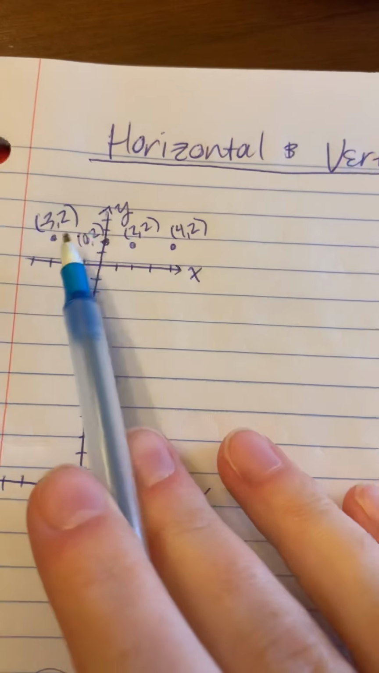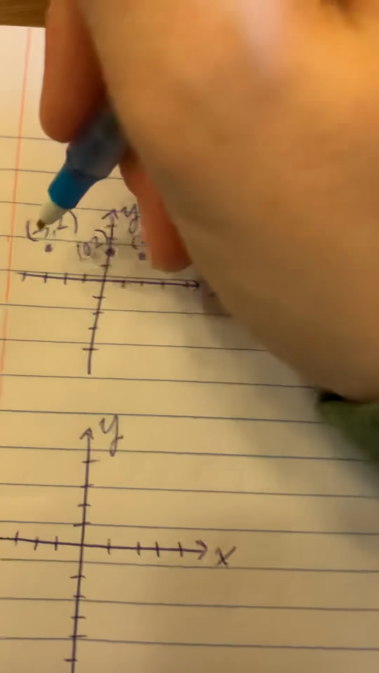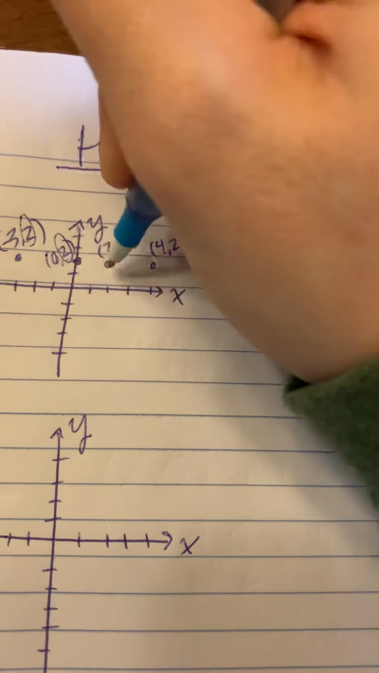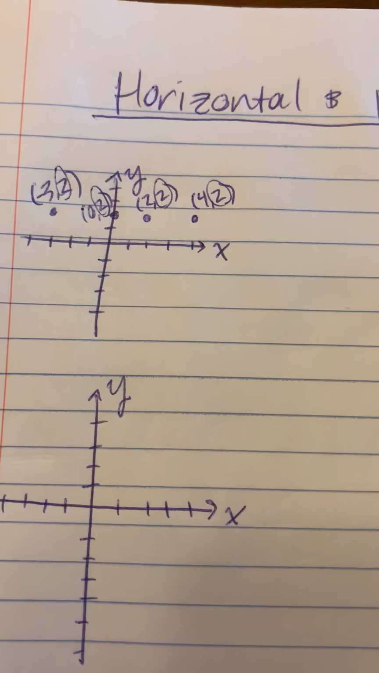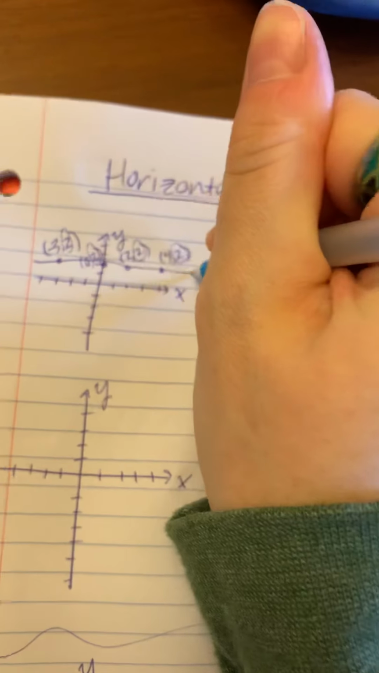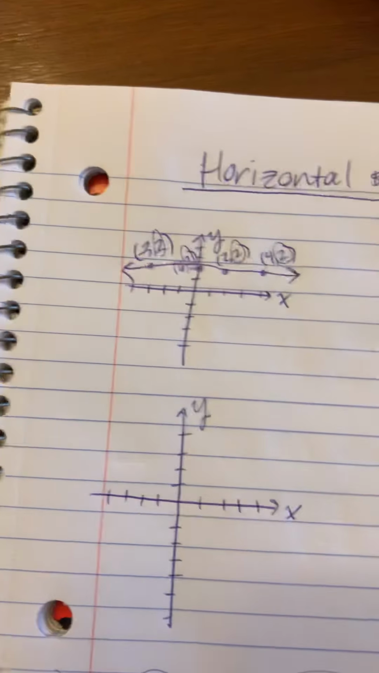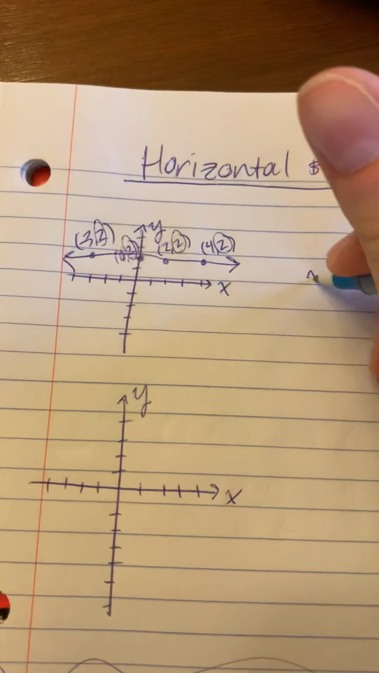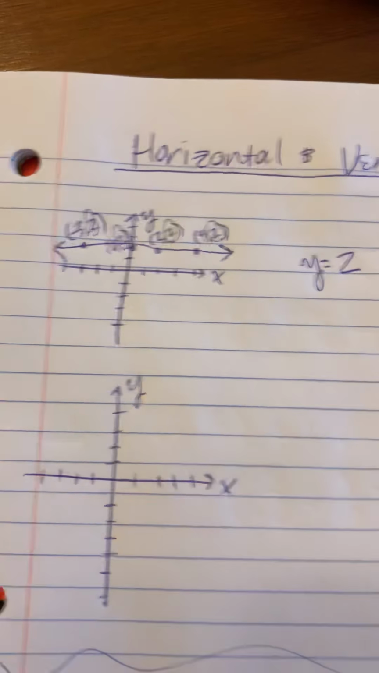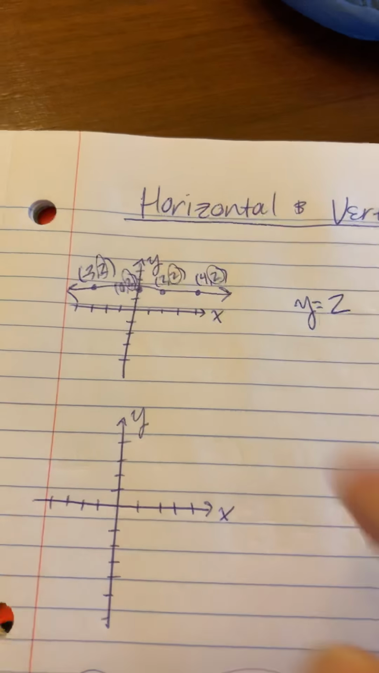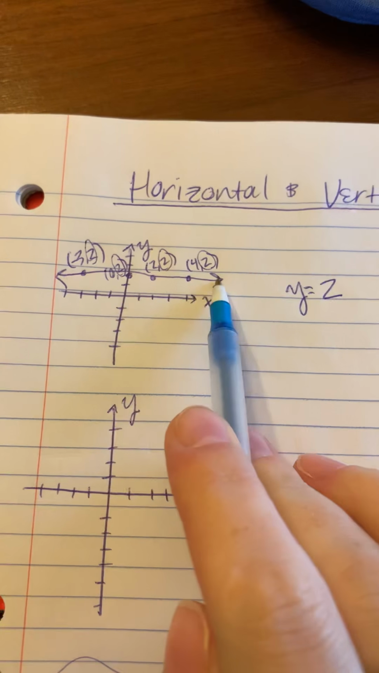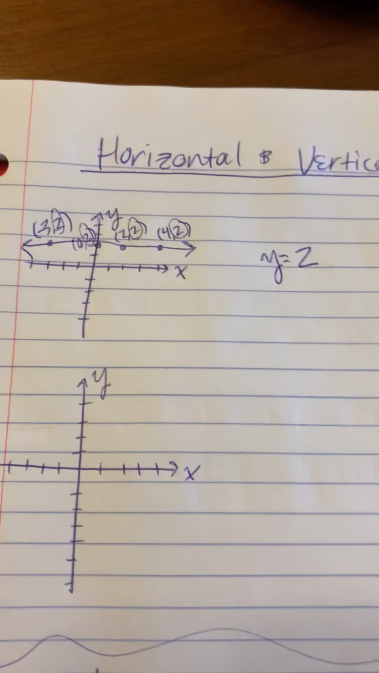What do you notice about all of those points? They all have the same y value. They all say that the y value is equal to 2. The equation for this line, the line that these points create, is a horizontal line. Y equals 2 is the whole equation for that line, because no matter what point you try and put on this line, every y value will be equal to 2.